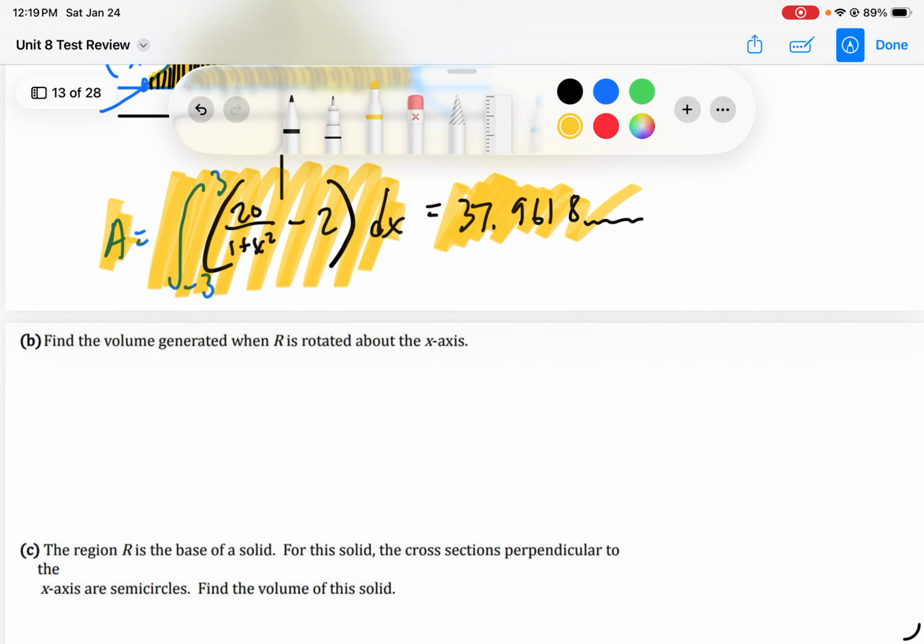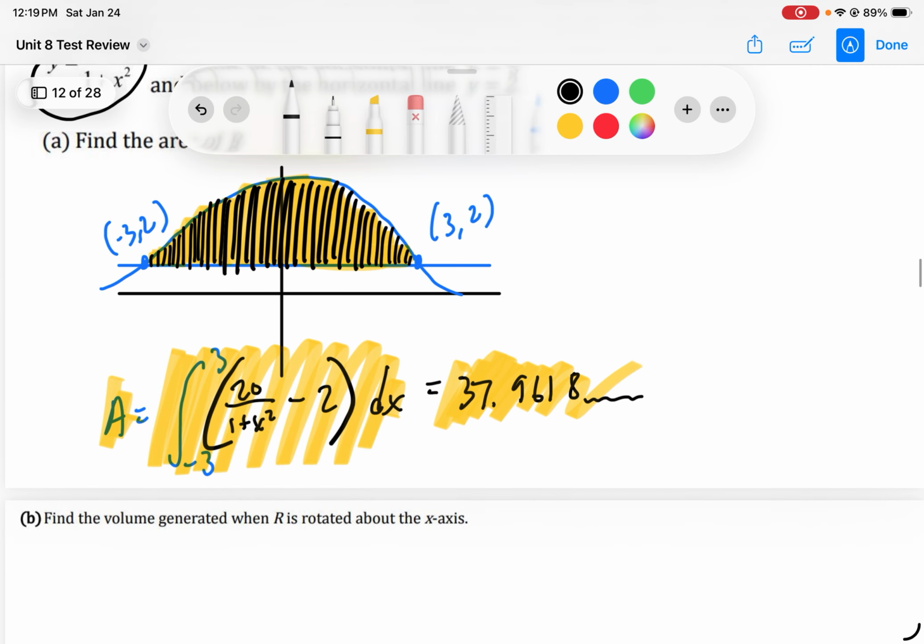All right, find the volume generated when R is rotated around the x-axis. So again, if you're watching this over the snow break, we haven't done the washer method yet. The washer method is used when you're trying to find the volume of a solid formed.